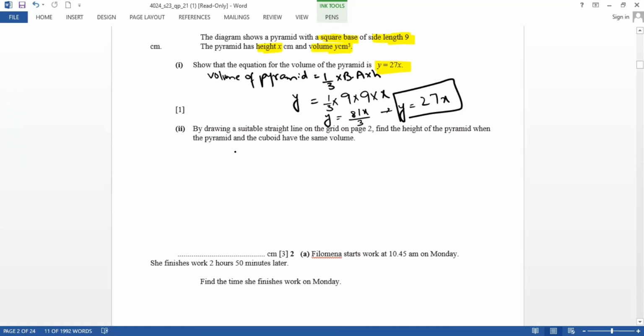By drawing a suitable straight line on the grid on page 2, find the height of the pyramid when the pyramid and the cuboid have the same volume. On page 2, there's a grid. We have to make a straight line and find the height of the pyramid when the pyramid and the cuboid have the same volume.